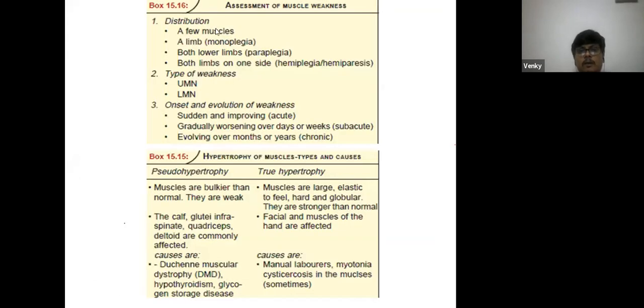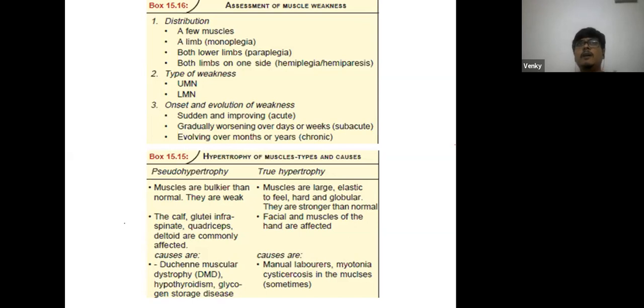Okay. Now you see the distribution of weakness. If you take muscle weakness, the distribution can be either in a few muscles, for example in myopathies, where some group of shoulder girdle muscles or limb girdle muscles get involved. Monoplegia means only a single limb is affected. Hemiplegia means the upper limb and lower limb of the same side are affected. Paraplegia, both lower limbs are affected. Quadriplegia, all four limbs are affected. So the type of weakness can be proximal or distal. Then the onset and evolution of weakness.